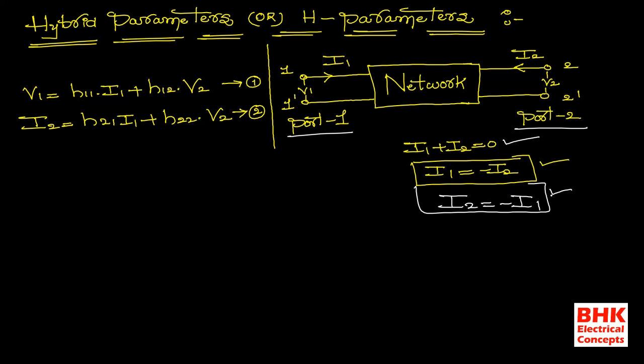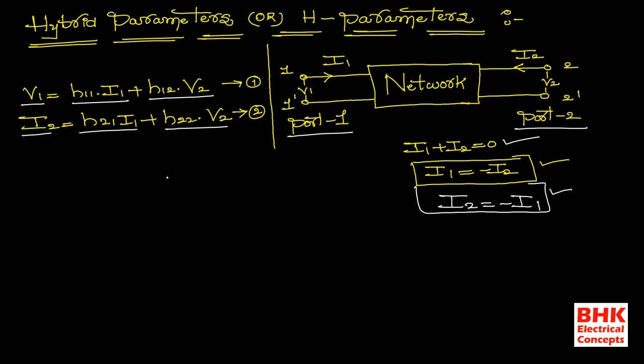Now coming to the actual concept, that is getting the hybrid parameters from the two-port network. This is the most important question. We know that the standard expressions of hybrid parameters are given by V1 is equal to H11 I1 plus H12 V2, and I2 is equal to H21 I1 plus H22 V2. These two are the standard expressions of hybrid parameters, and with the help of these expressions we can easily find the hybrid parameters from the two-port network.